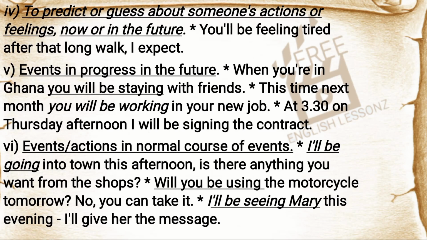6, events/actions in normal course of events. I'll be going into town this afternoon, is there anything you want from the shops? Will you be using the motorcycle tomorrow? No, you can take it. I'll be seeing Mary this evening, I'll give her the message.